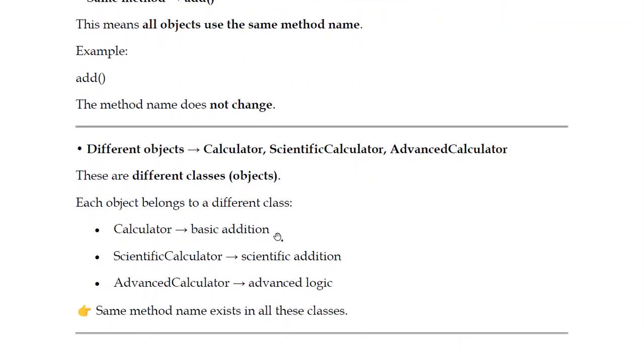So these are the different objects, or we can call them classes. Because what is a class? Collection of objects, am I right? An object is an instance of a class. So here these are different classes. Calculator, scientific calculator, all are different classes.